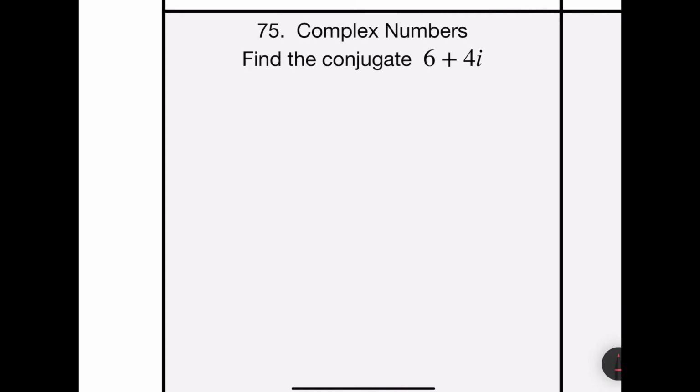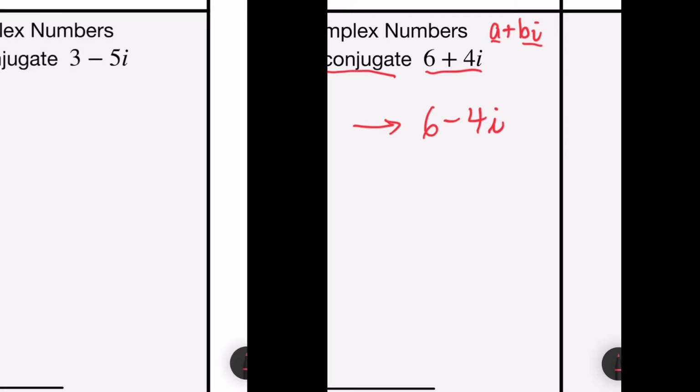Problem number 75 is complex numbers. It says find the conjugate of 6 plus 4i. So complex numbers are numbers that are written in the form a plus bi. A is a real number and bi is an imaginary product. And so it says to find the conjugate of this complex number. Well, the conjugate is its difference of squares partner. So if I have 6 plus 4i, its conjugate would be 6 minus 4i.